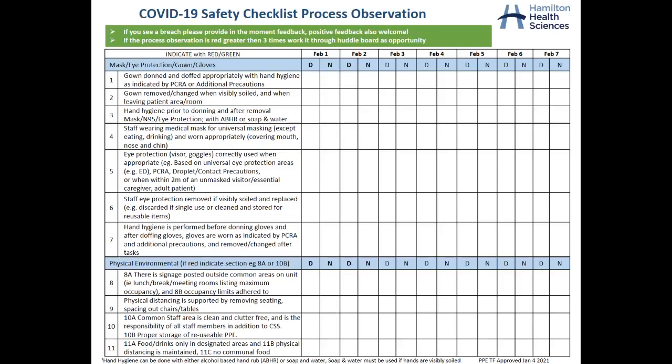This is a picture of the COVID-19 safety checklist that was developed based on the standard expectations for PPE use and physical environments within HHS. The checklist is divided into two sections. The top section focuses on PPE, including gowns, masks, eye protection, and associated hand hygiene. The lower section addresses how we are supporting safety by setting up the physical environment. Some examples include observing room occupancy limits, whether chairs have been spaced out, whether common spaces are free of clutter, and finally, whether teams are avoiding communal food.